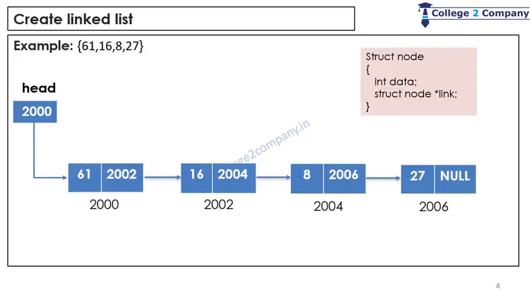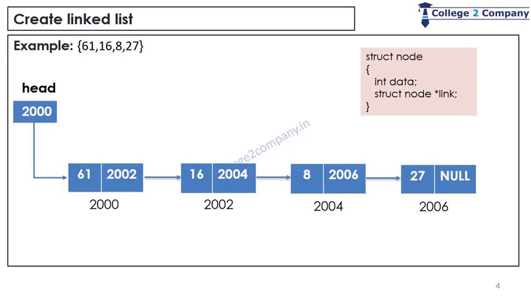This is a linked list with the given 4 elements. Before moving to the program in Code::Blocks, let us understand the steps and the logic. The linked list we create has the 4 elements: 61 is the first node value, then 16, 8 and 27. The last node's link value is null because it is the last element in the linked list.